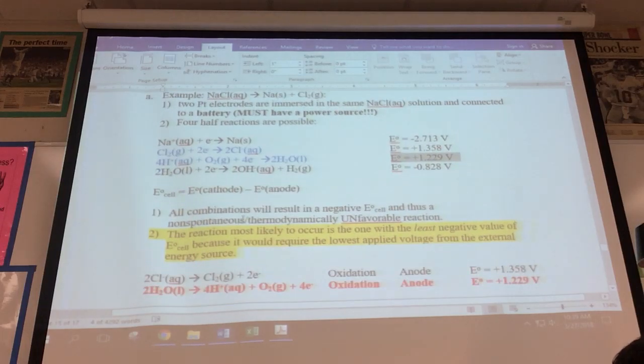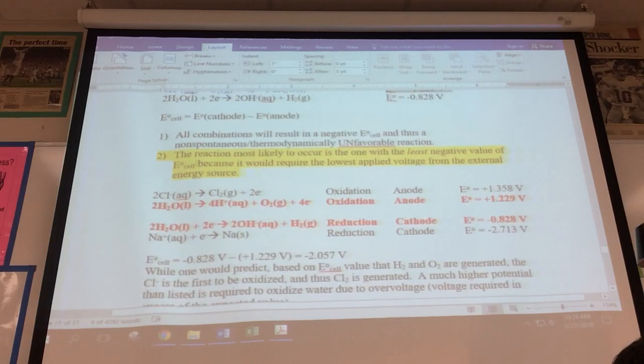It says all combinations will result in a negative E cell, and therefore they're not thermodynamically favorable because the delta G will be positive. The reaction most likely to occur is the one with the least negative value of E cell because it would require the lowest applied voltage from the external source.